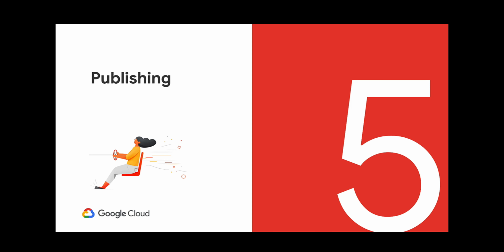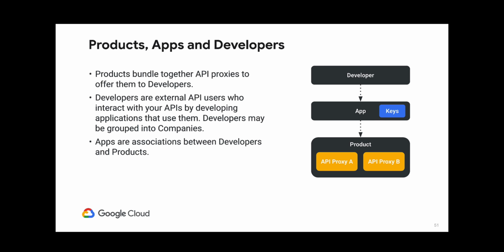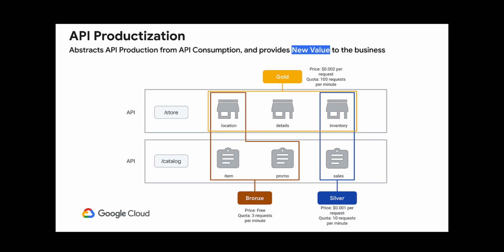Finally, let's discuss publishing, which is how you make your carefully crafted APIs accessible to the developers who will consume them. The key concepts in Apigee's publishing model are API products, developer apps, and developers. API products bundle your API proxies and their endpoints. Developers register their applications or developer apps to use these products, and then developers represent the consumers for your APIs.